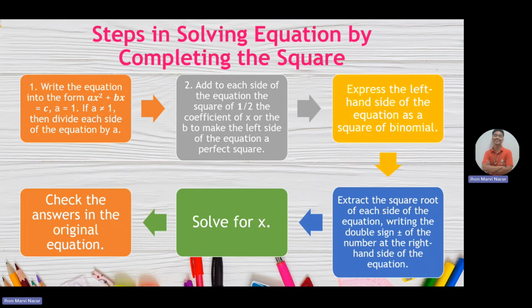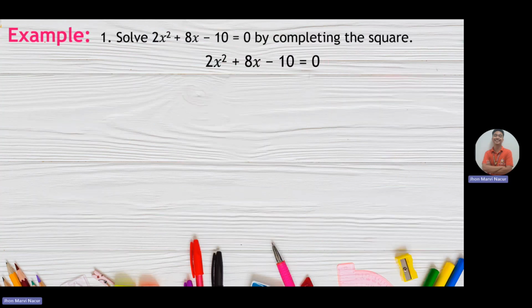So next, for our first example, we need to solve 2x squared plus 8x minus 10 is equal to 0 by completing the square. For our example number 1, what is the value of a? We have 2. Our condition is a must be equal to 1. Since a is equal to 2, we need to divide our equation by 2.